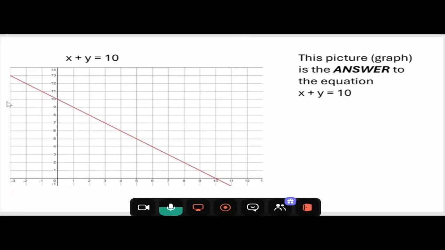Because we can't list all the pairs of x's and y's that make the equation true, but we can draw all the pairs of x's and y's. And this line continues down and to the right forever and up and to the left forever. So it would ultimately go through any possible point that makes that equation true.